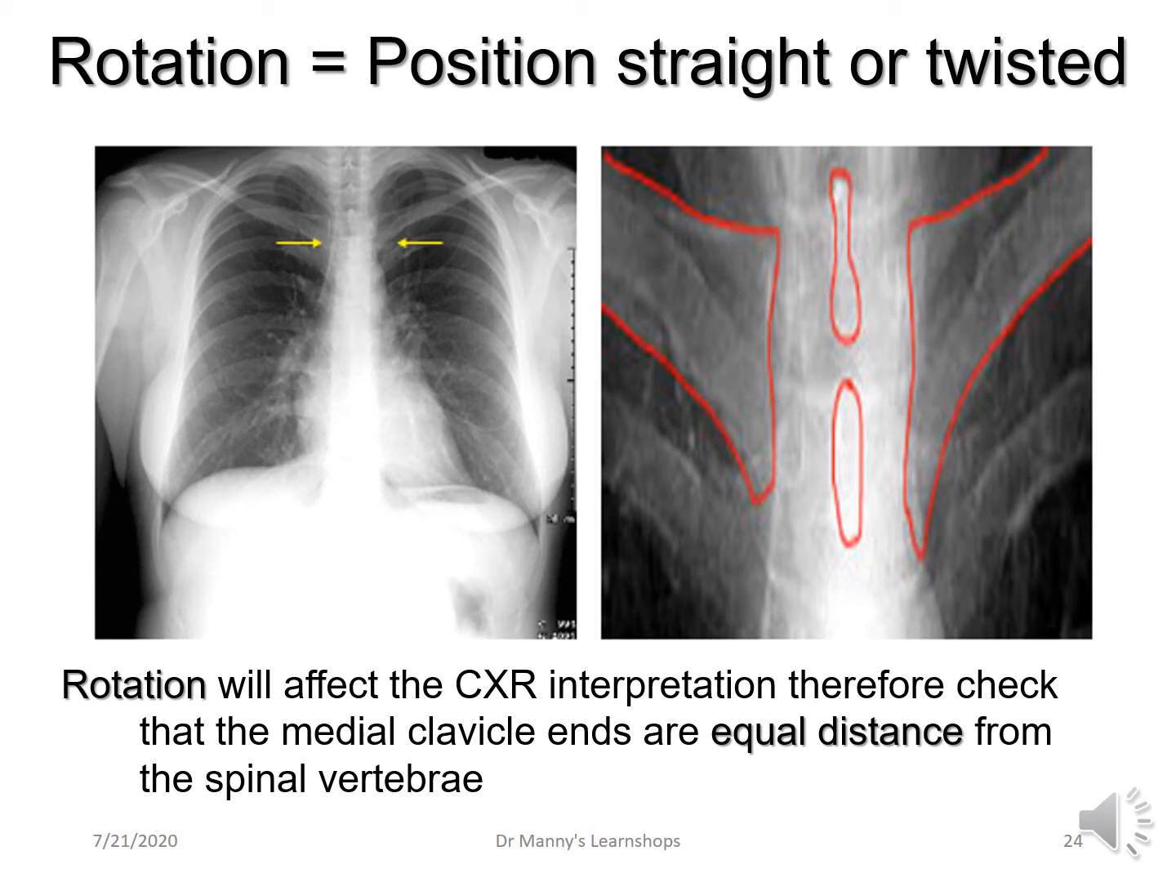Look at the chest X-ray with the yellow arrows. They're the medial ends, towards the center, and they're basically in the correct position. The highlighted one in red is showing you here that the medial ends of the clavicle are equidistant from the spinal vertebrae. That basically tells you that the patient is in a straight position and they are not twisted, they are not rotated. So the image that you see, whether it's the lungs, aorta, heart, spine, they're in the correct position. No rotation.